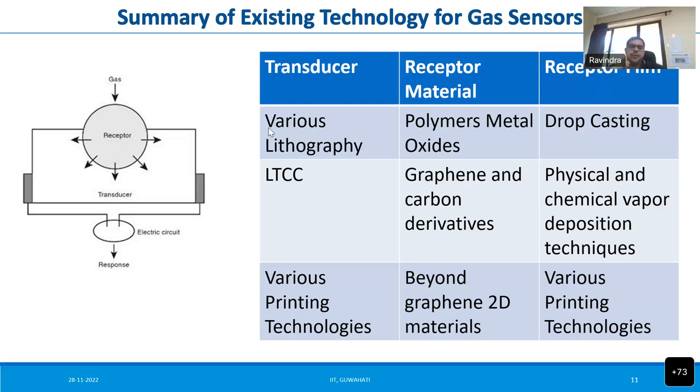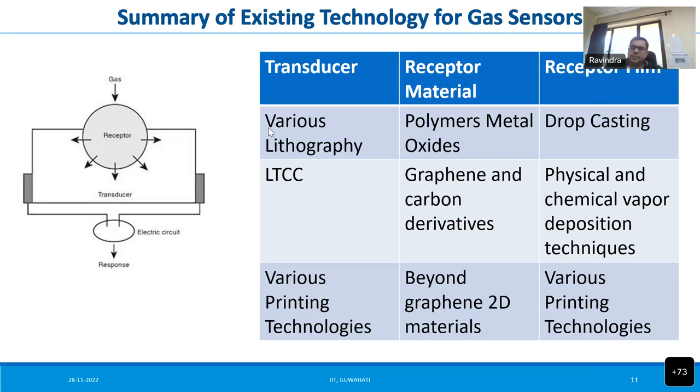Your transducer can be fabricated by different lithographies. Depending on what application you are using it for, you can choose the lithography technique carefully. Then you have LTCC technology for transducer fabrication, and nowadays various printing technologies are used. As we have just discussed very briefly, we want our sensing material, the receptors, on a flexible substrate. And when flexible substrates come in, I think printing technology has advantages. Nowadays maskless printing technologies are also in demand, and people have been exploring everything from inkjet printing to aerosol jet printing and other kinds of printing as well.